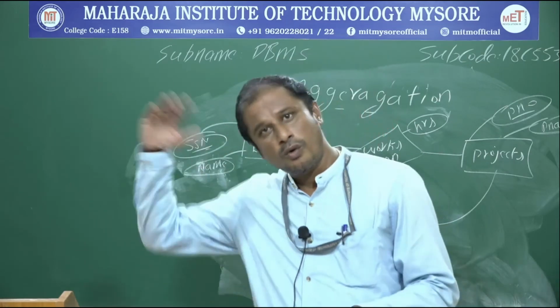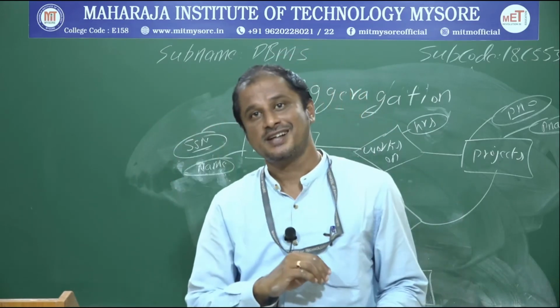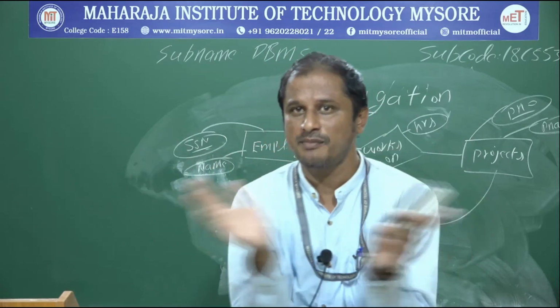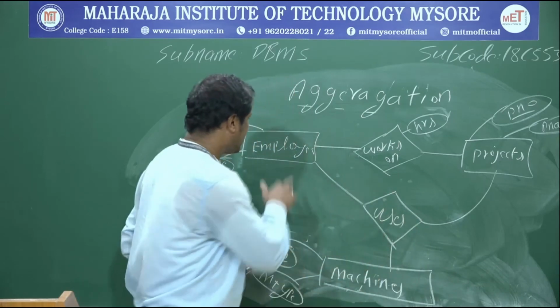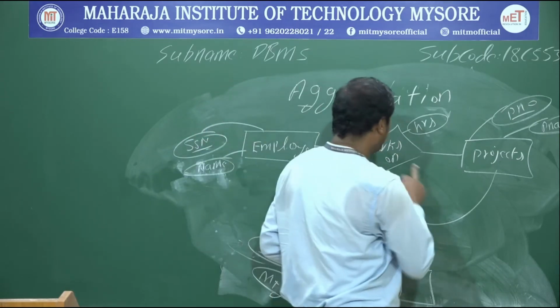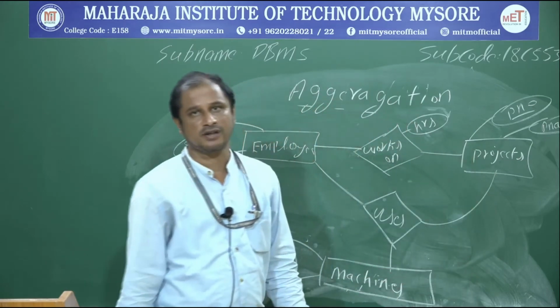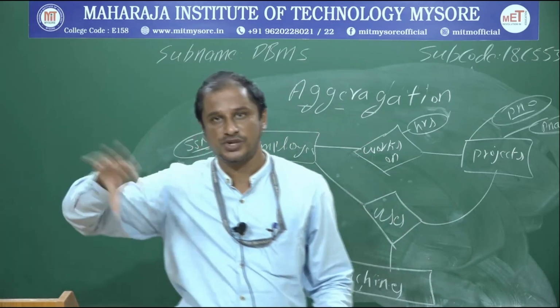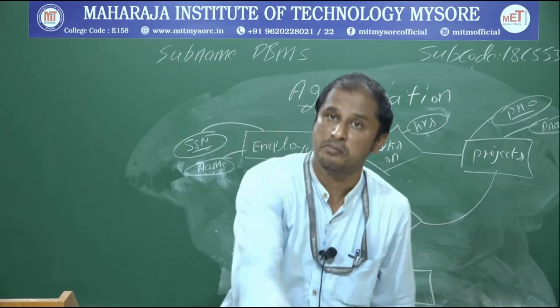Two types of relationship are represented. One is employee works on project. Another one is employee uses machine for projects. So I maintain a ternary and a binary. Ternary is employee uses machines. Binary is where employee works on project. So here employee works on project by using machines.